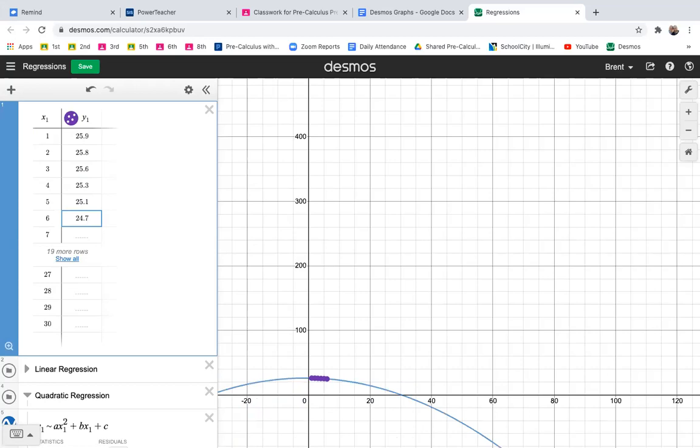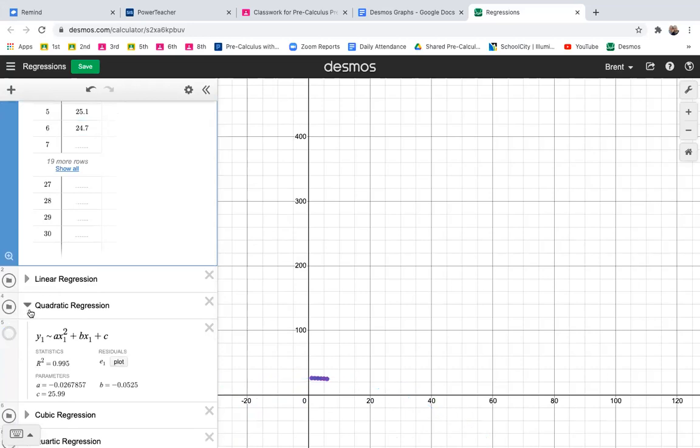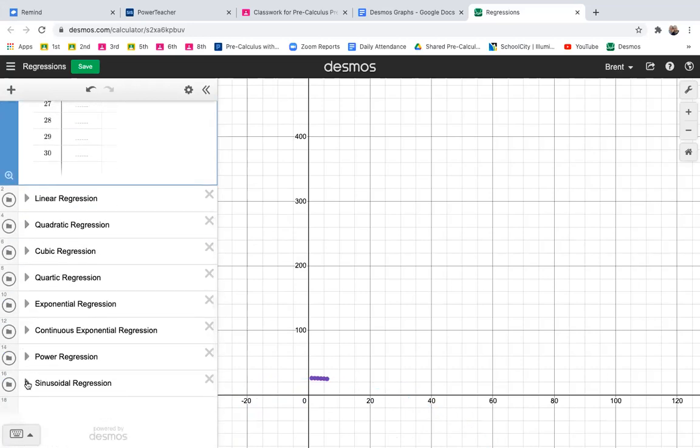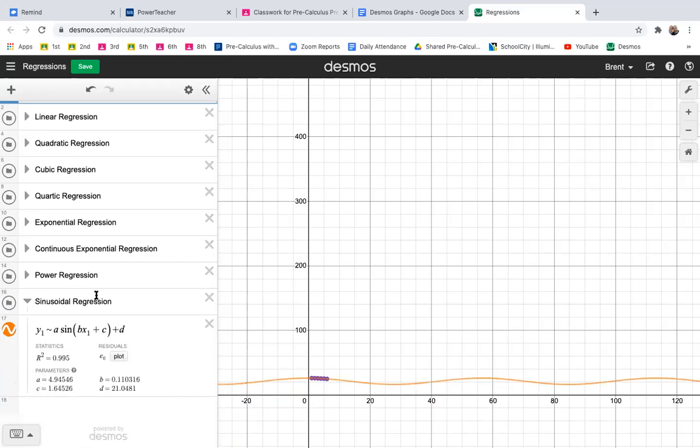And you know what? I'm going to just stop for a second and go down to sinusoidal. I wonder if I don't even need to type in all these points. I'm going to go here and type that in. So see, it's already coming up with an equation for me, and it's saying it's really, really accurate. If r squared equals 1, it's perfect. So I'm looking over here and I'm taking down my values.